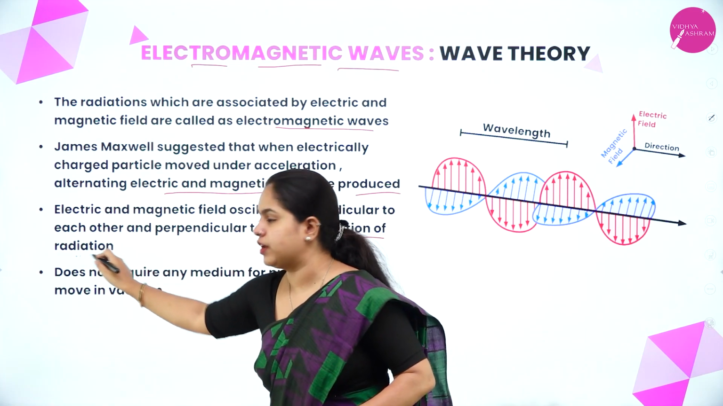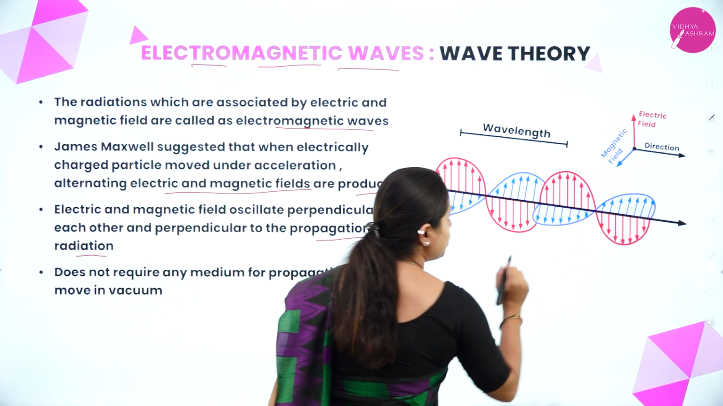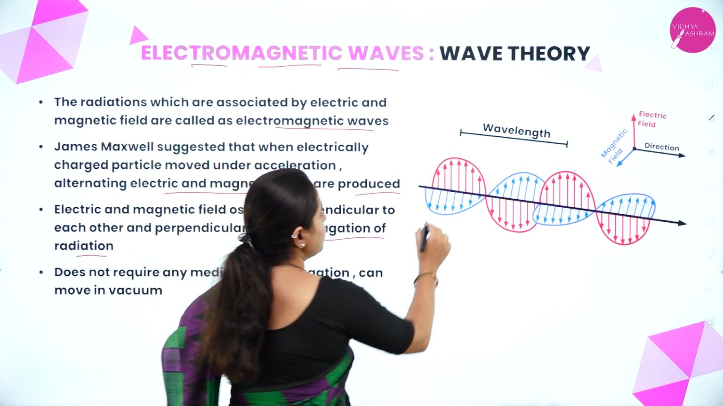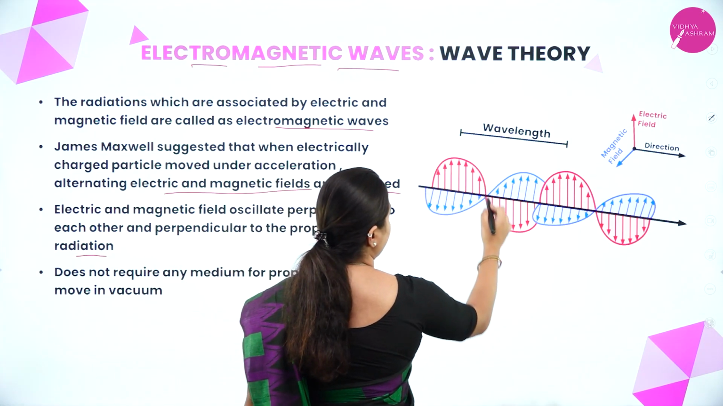So as you can see in the diagram here, if this is the direction of propagation of your wave, as you can see, the electric field is represented with the red color. Yes, this will be your electric field.